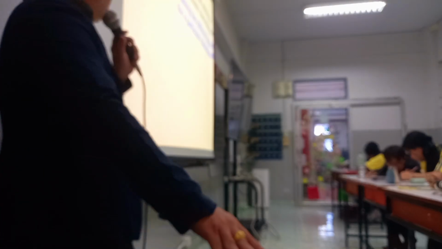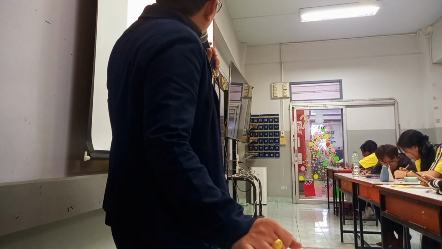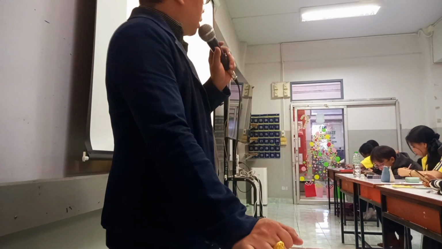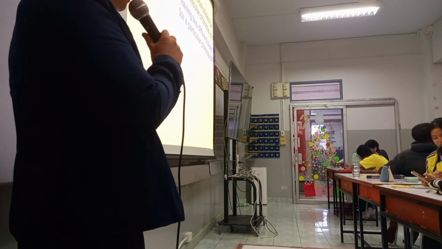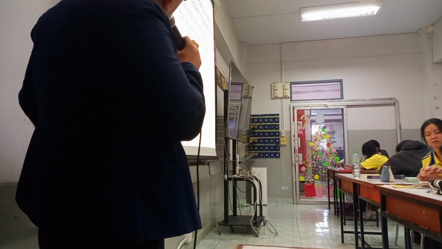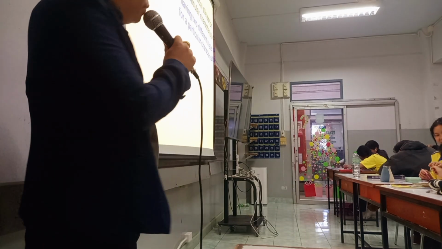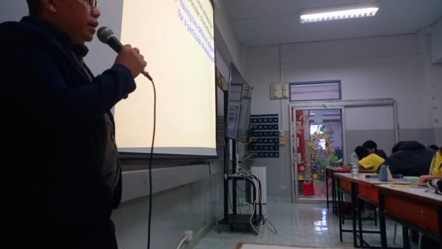Now, there are a few important terms that we need to consider. One, homozygous. Homozygous means the same. It has identical alleles for a particular characteristic. So, homozygous means pure breed or 100%.